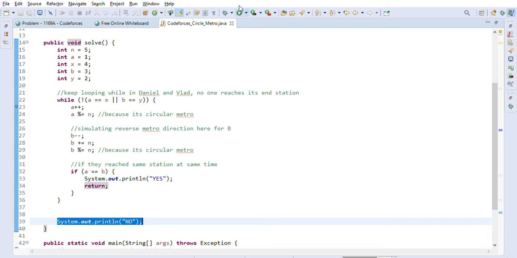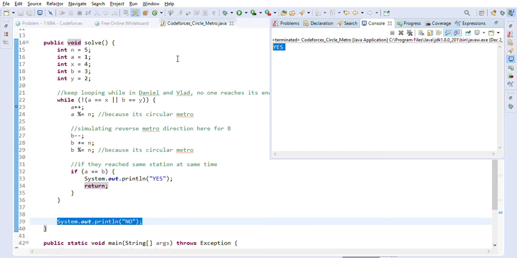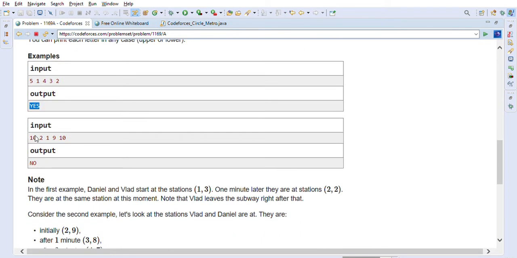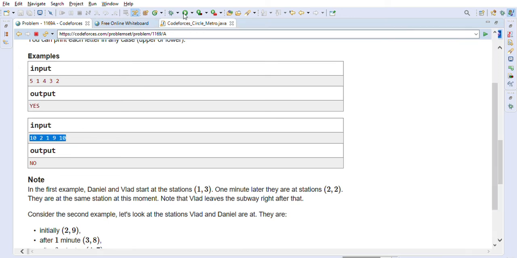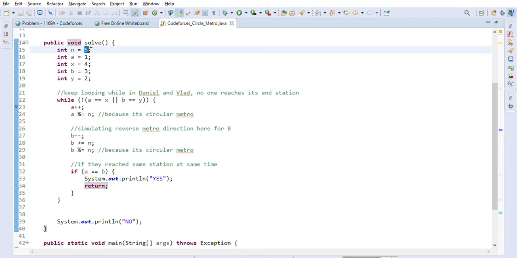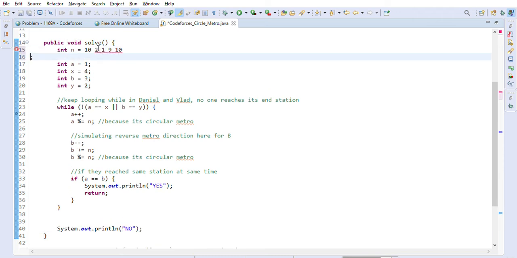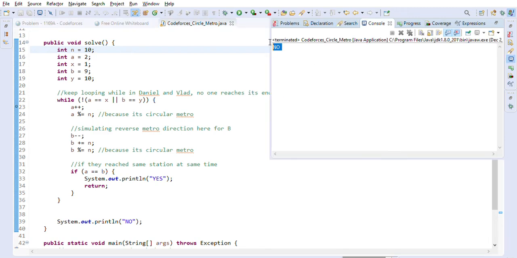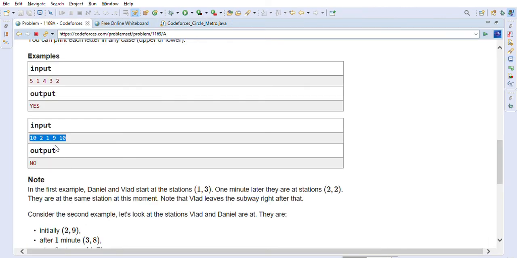So let's execute this code. As you can see, we are getting yes, which is the correct answer for the first example. So let's take another example, this one, and we should get no. Let me modify this input: 10, then 2, then 1, then 9, then 10. So this is the input for our second example, and we should get no here. So we are getting no, which is the correct answer for the second one.